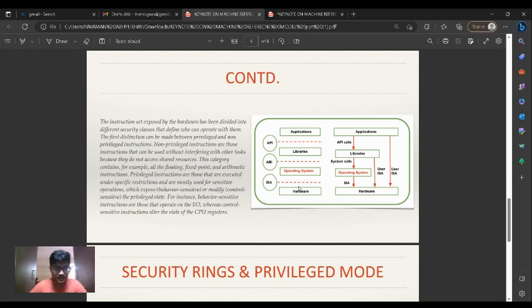For instance, behavior-sensitive instructions are those that operate on the I/O, whereas control-sensitive instructions alter the state of the CPU registers. So here is the diagram. You can see the ISA at the lower level, the middle level ABI, and the higher level API.